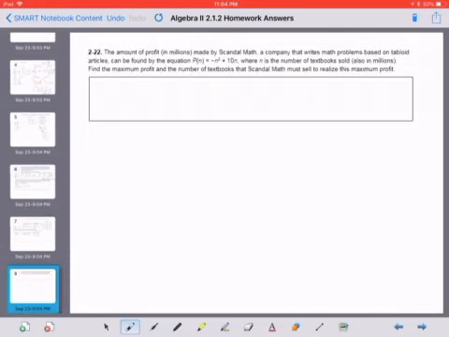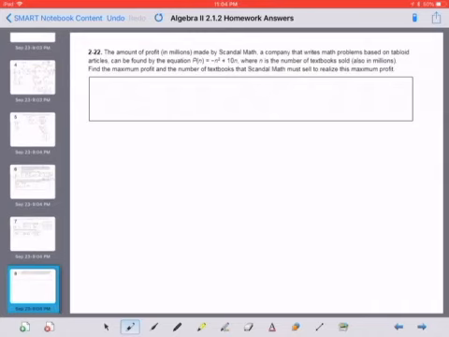Problem 22 says the amount of profit in millions made by Scandal Math, a company that writes math problems based on tabloids' articles, can be found by this equation. P of n equals negative n squared plus 10n, where n is the number of textbooks sold in millions.